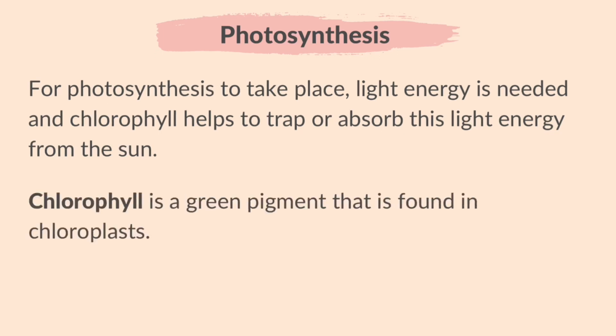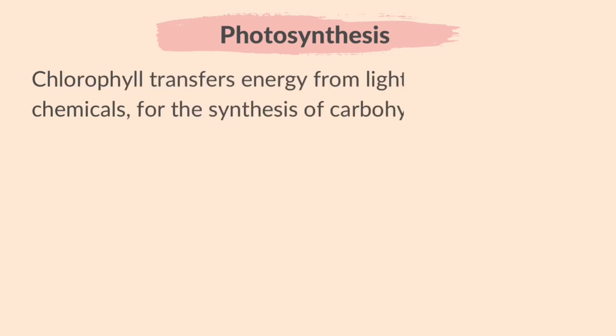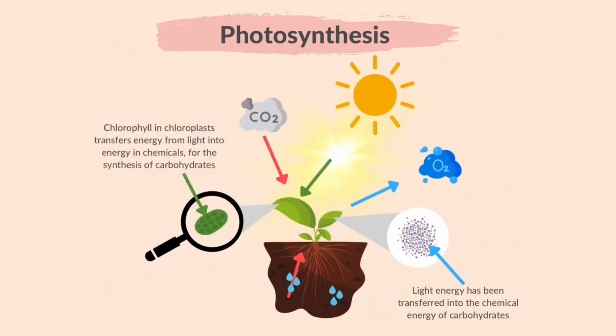Chlorophyll is a green pigment that is found in chloroplasts, which are present in a plant cell. Chlorophyll transfers energy from light into energy in chemicals for the synthesis of carbohydrates. So absorbed light energy from the sun is used to convert carbon dioxide from the air and water from the soil into a simple carbohydrate or sugar called glucose. Oxygen is released as a byproduct.